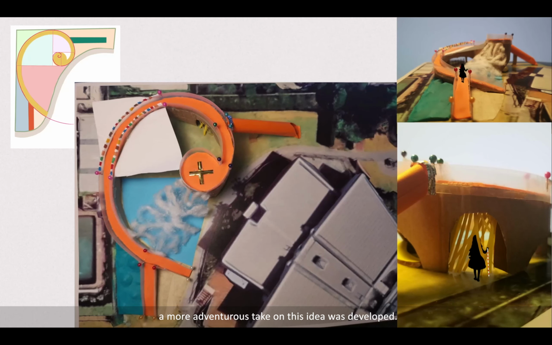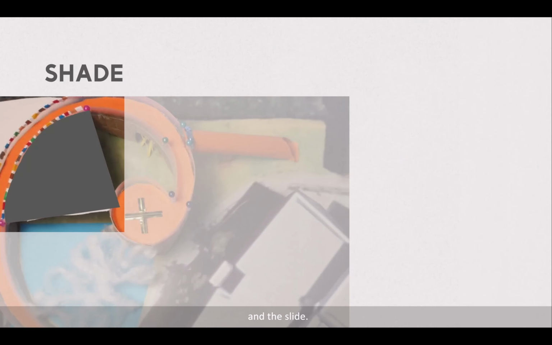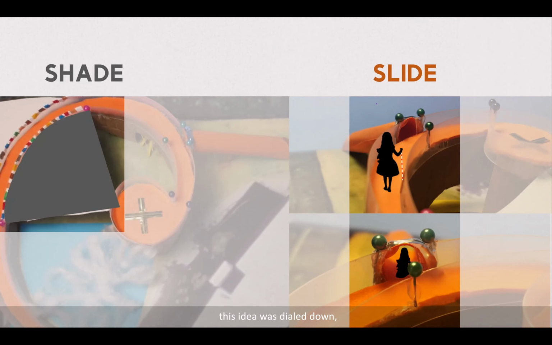Next, a more adventurous take on this idea was developed. Some key elements here were the shade and the slide. In the end, the idea was dialed down as the scale of the playground was off and too large. Material costs and maintenance also needed to be considered.